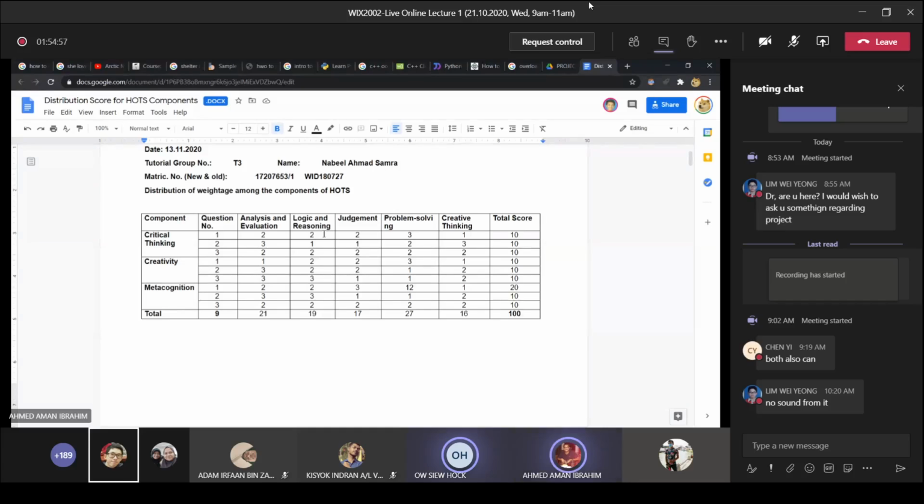Sometimes you feel that the question does not have this component, so you don't need to assign. Let's say question 1, I don't think there's creative thinking, so you just put 0 marks. Let's say I put 5 marks for analysis and evaluation, and then I think there is logic and reason, so I put 5 marks. Then the rest I just put 0, 0, 0. You can do it like that. So it does not mean that the 10 marks must be distributed throughout all the items here. Not necessary. But anyway, I don't know whether you misunderstood my point or what.